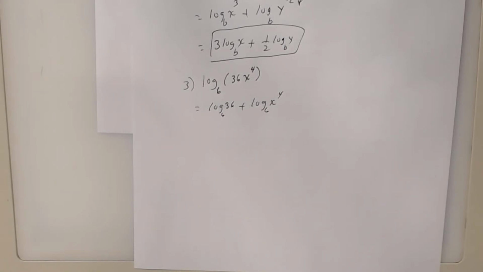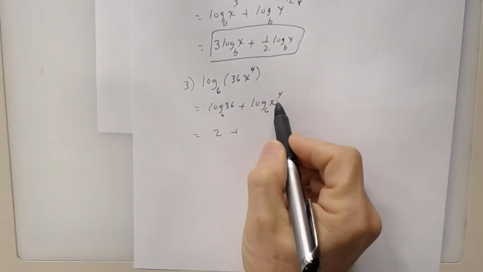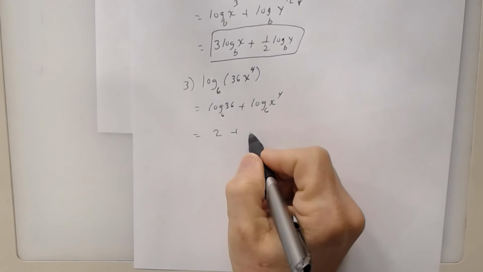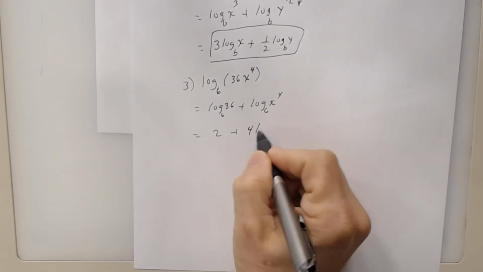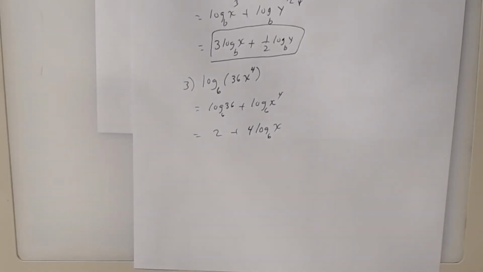Convert the log of 36 base 6. Okay, so you have to recognize that log of 36 base 6 is just what? 2. And then you have to do what with this part right here? Use the power rule with this part. So that's going to be what? 4 log x to the base 6. 4 times the log of x base 6.